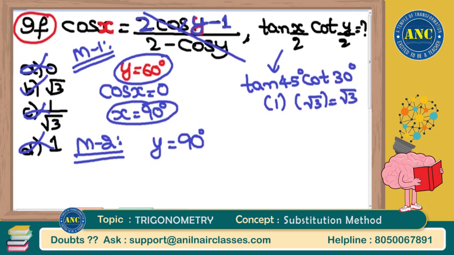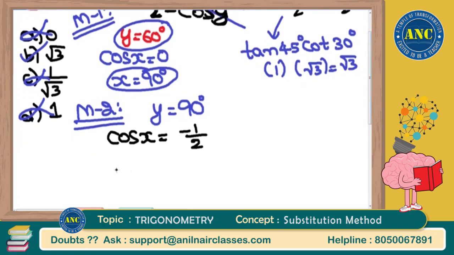If I take y 90, cos 90 is 0. 2 into 0 is 0. 0 minus 1 is minus 1. Right? Minus 1. Here, cos 90 is 0. That means, if y is 90, cos x will be minus half. Right? Cos x will be minus half. Can I say that cos x is minus half means x value will be 120 degrees, right?